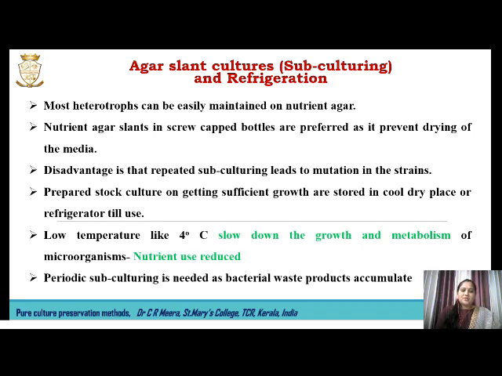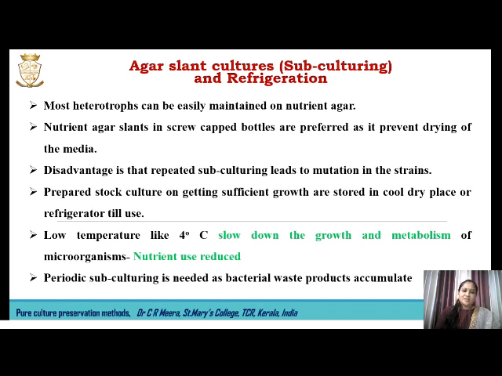In this method, nutrient agar is prepared in screw-capped bottles so that drying can be prevented. But the disadvantage of this method is that repeated subculturing is needed, which may lead to mutational changes in the organisms. The nutrient agar slants prepared are inoculated with the organisms and incubated at a suitable temperature for 24 to 48 hours to get sufficient growth. Once we get sufficient growth, we can transfer it into a cool, dry place. Usually, it is the refrigerator.